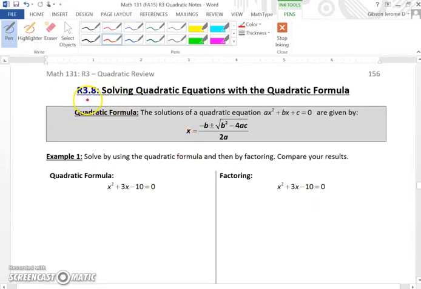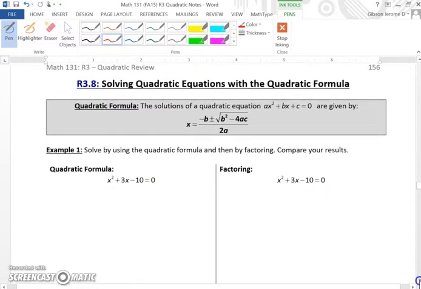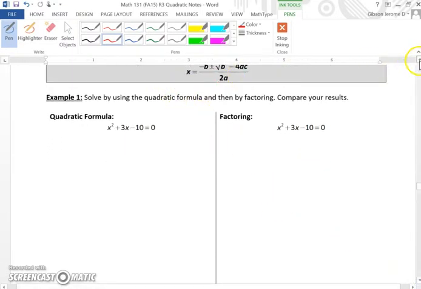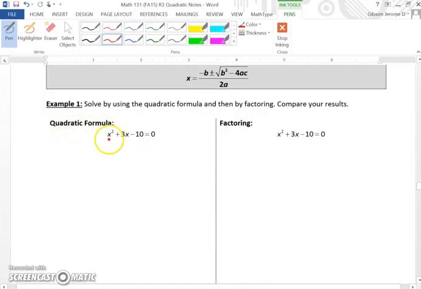Okay, class, we're about to cover section R3.8, solving quadratic equations with the quadratic formula. The quadratic formula here is provided for you, and we also have the quadratic equation in standard form. We have our A, B, and C that we will substitute into this formula. So we have this set up in standard form. A is 1, B is 3, and C is -10.